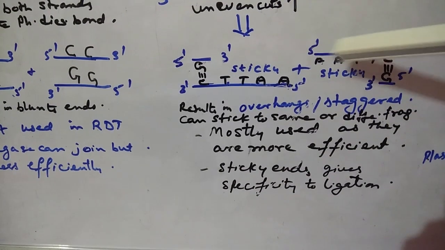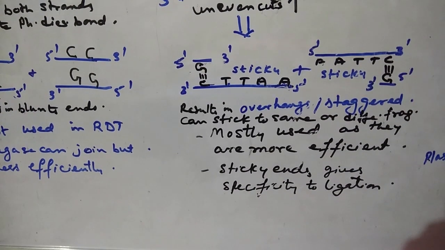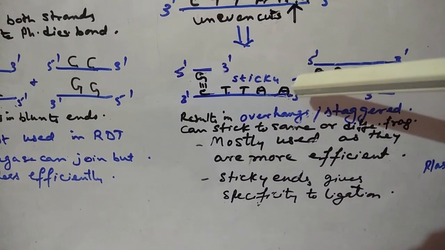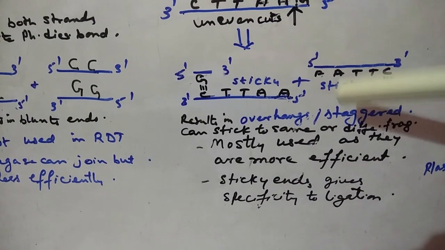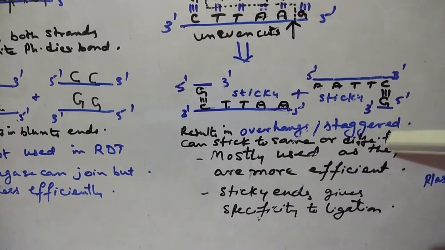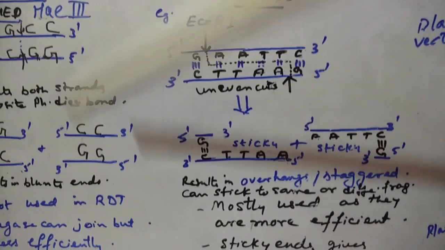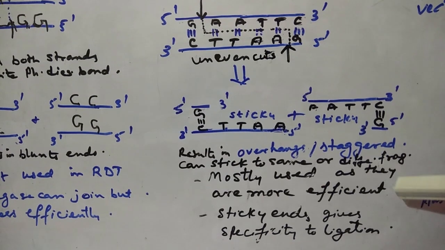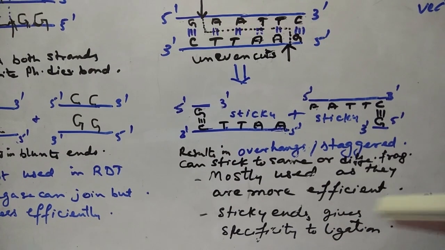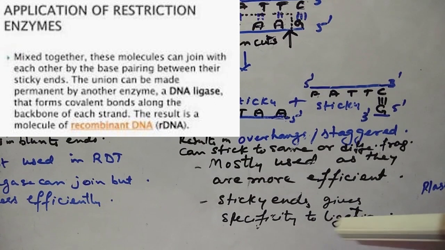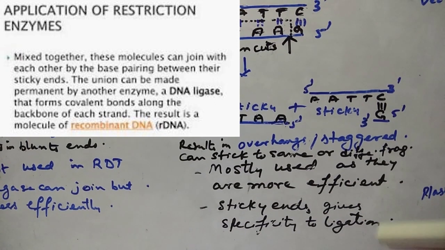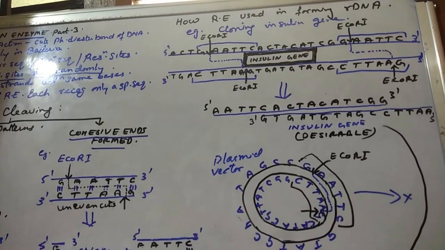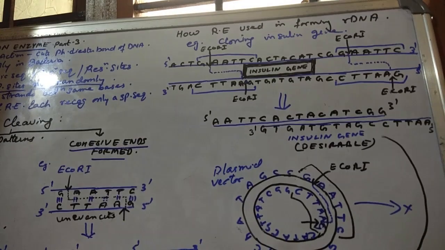That self-ligation can be prevented so that only an insert, a desirable gene, can be incorporated here. The cohesive ends formed result in overhangs or staggered ends. They don't give such flat or clean ends. These are therefore mostly used in rDNA technology because they're very efficient. These sticky ends give specificity to ligation. Ligase enzymes are used to join the phosphodiester bond between the sticky ends. So we use sticky ends for recombinant technology.